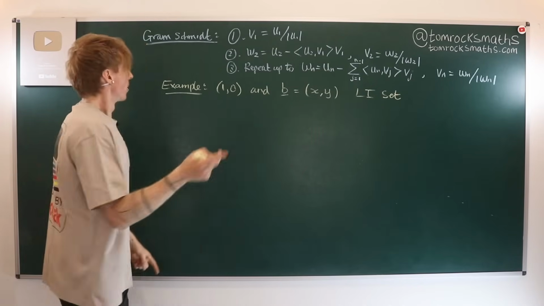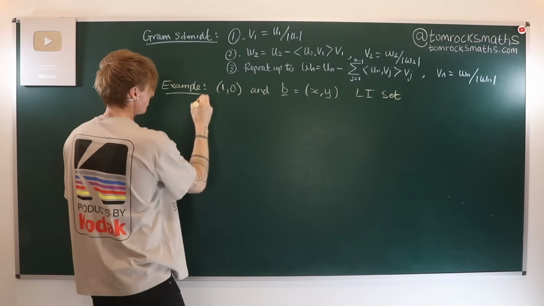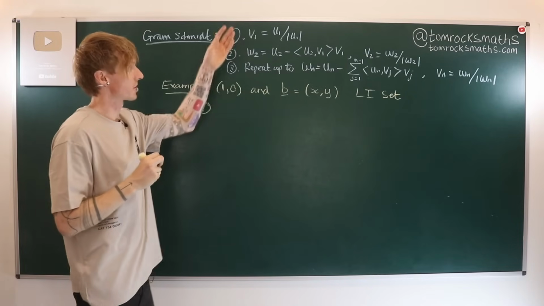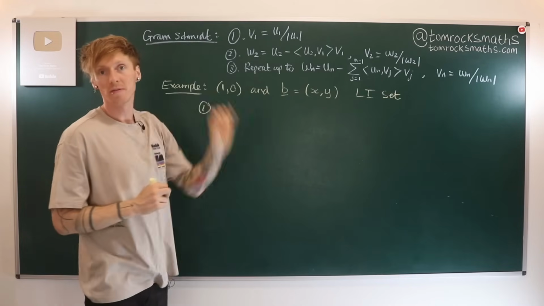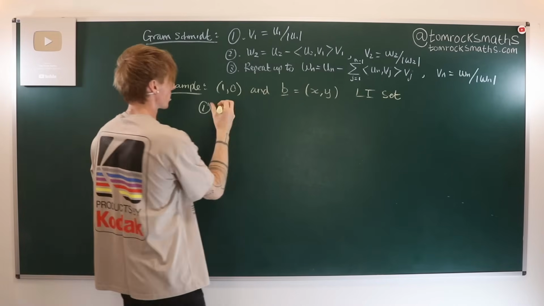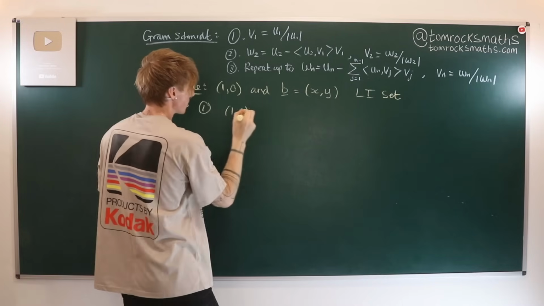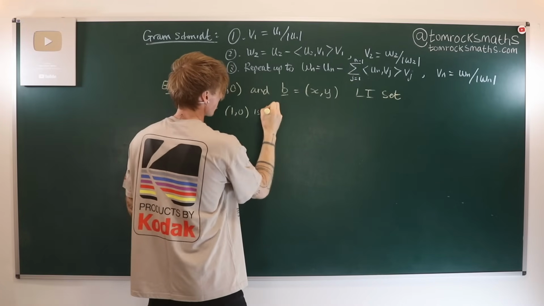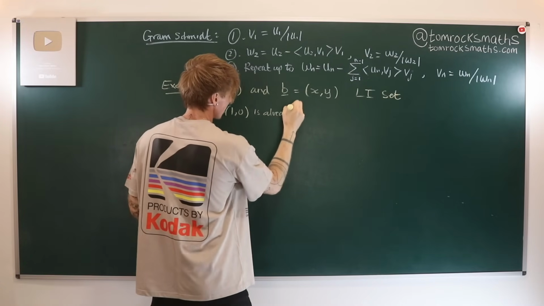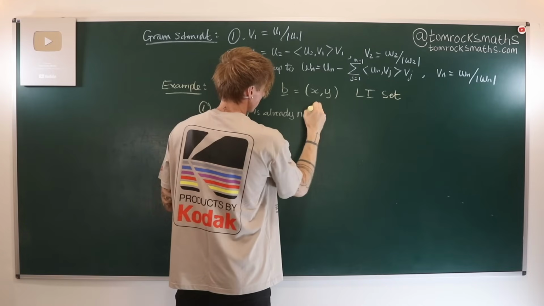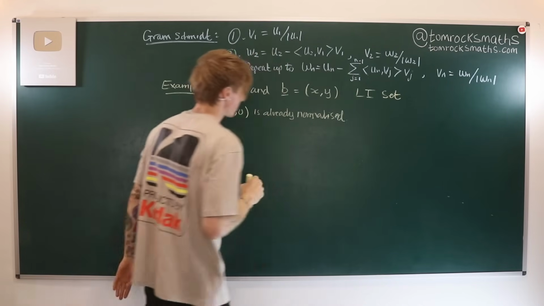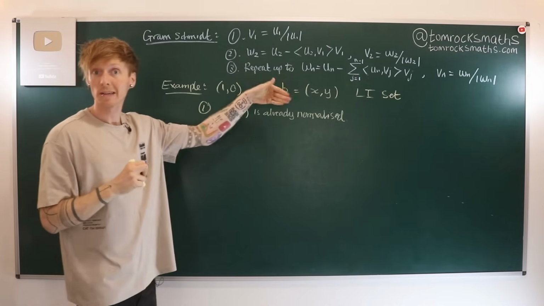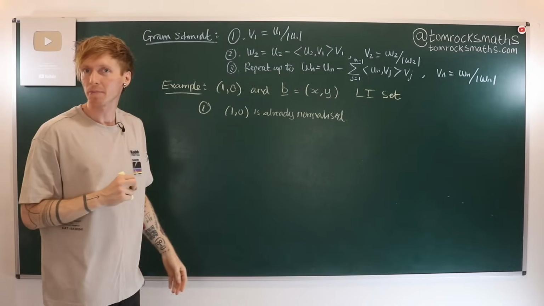So, according to our steps, step 1 tells us how to define our first orthonormal vector, but this is already done. So (1, 0) is already normalized, so that's fine, it already has length 1. Now, step 2 is going to tell us to compute this particular product.